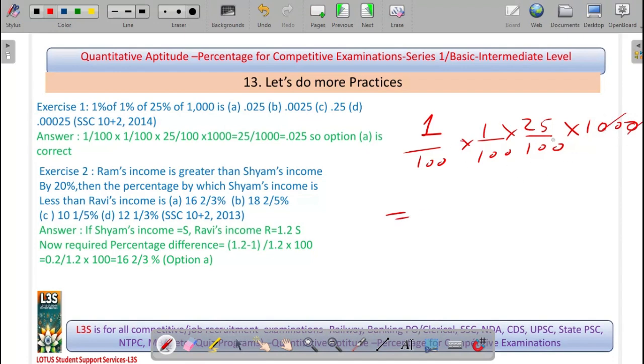So we cancel the zeros here. So 25 by 1000 equal to 0.025. So option A is the correct answer here. Okay.